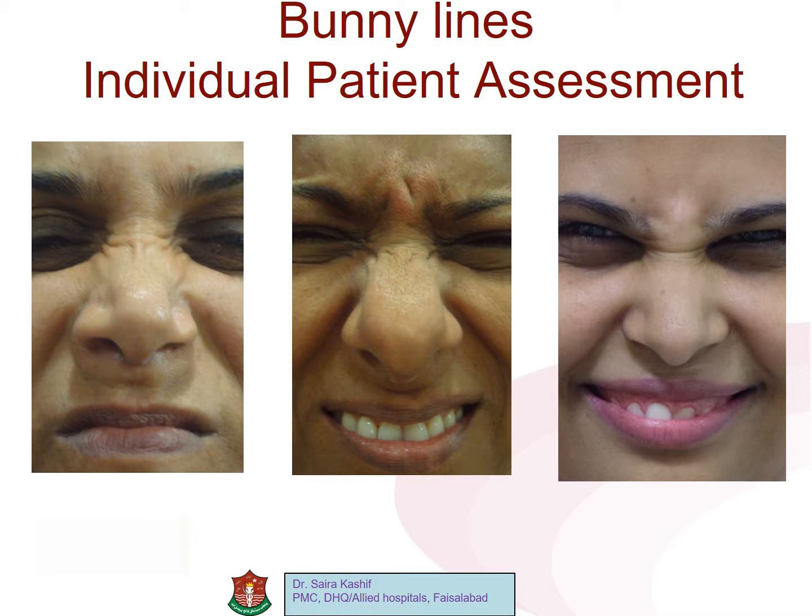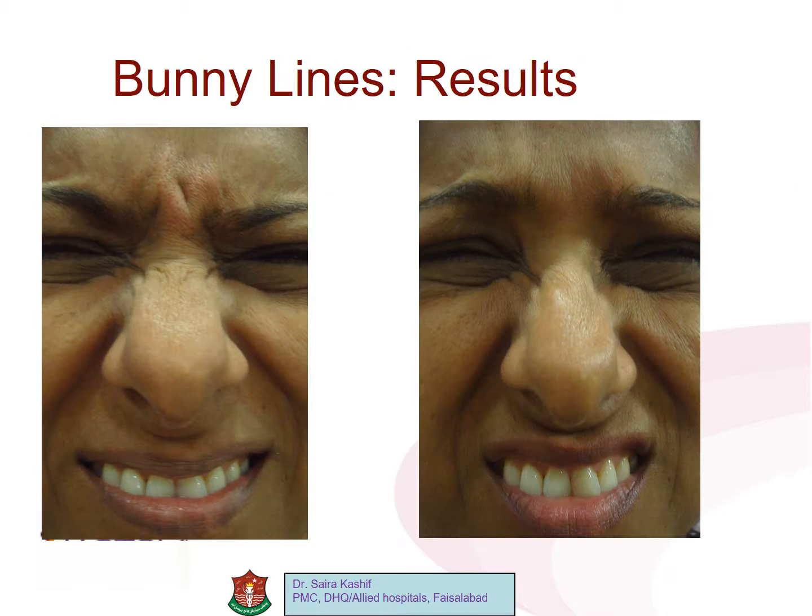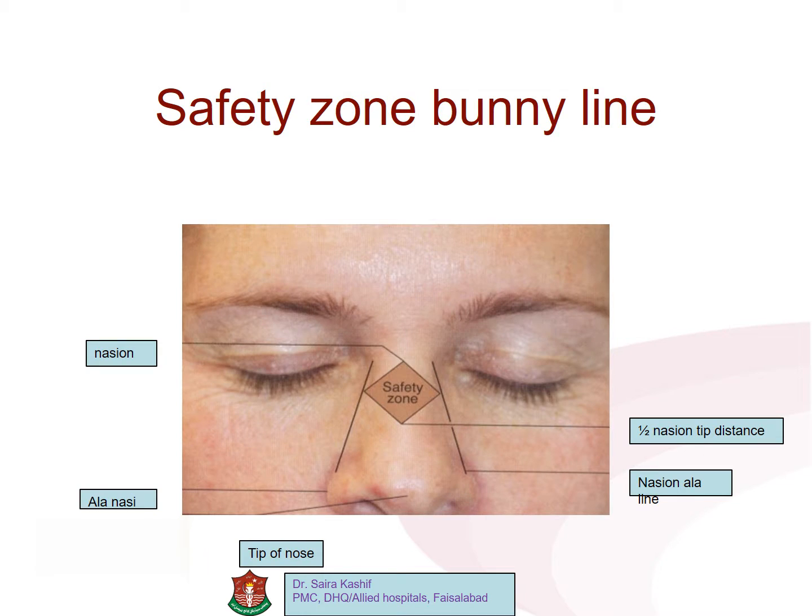And here you can see the bunny lines in this patient. Here is this bunny line. This horizontal line is due to procerus muscle contraction. So here, along with this bunny line, you have to treat the glabellar complex. These are the results before treatment. So what is the safety zone area for the bunny lines? Here is the safety zone, the diamond shaped area.